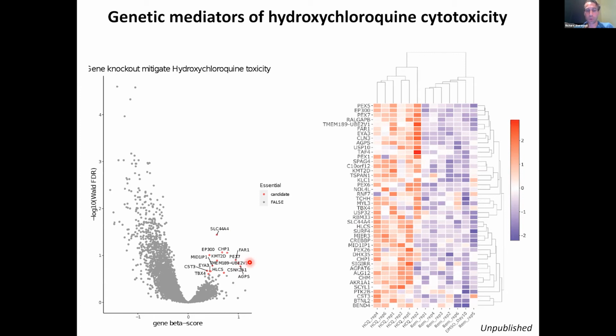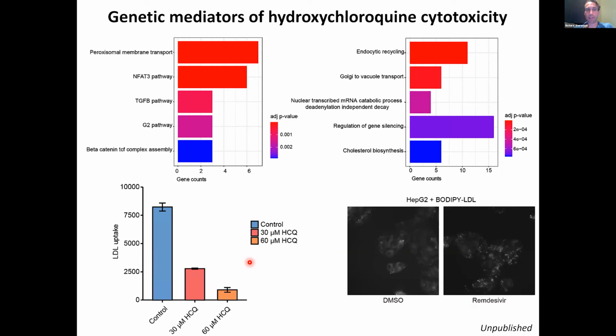And so with this extremely powerful technique, where we can screen through what happens when you lose the function of every single gene in the genome, we can then try to group them into biological pathways. We can find, for example, that when you disrupt peroxisomal membrane transport, cells are no longer sensitive to hydroxychloroquine. But when you disrupt endocytic recycling, cells are more sensitive to hydroxychloroquine.